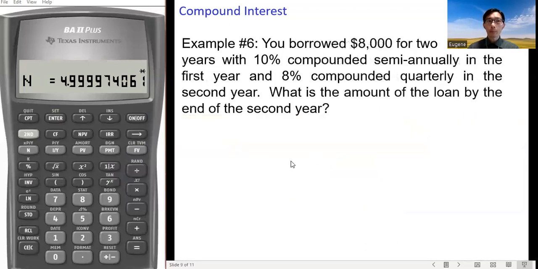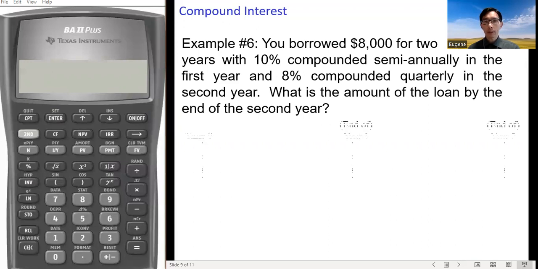The next example. You borrowed $8,000 for 2 years with 10% compounded semi-annually in the first year and 8% compounded quarterly in the second year. What is the amount of the loan by the end of the second year? In this example, the interest rate is not a constant. So we need to perform 2 steps in order to get the final answer.